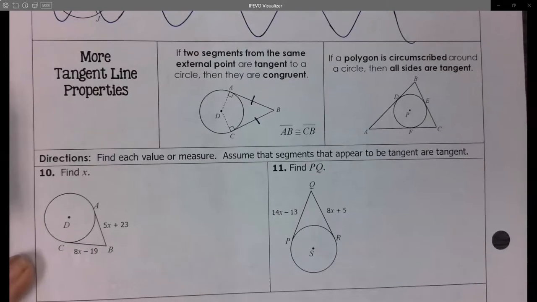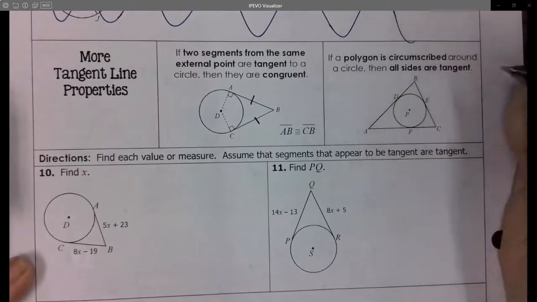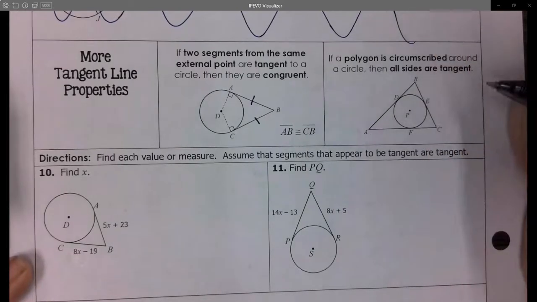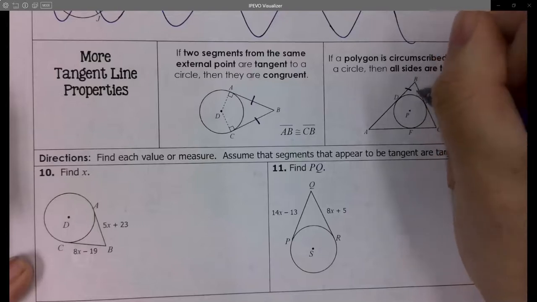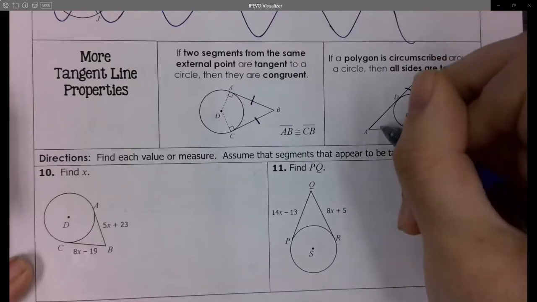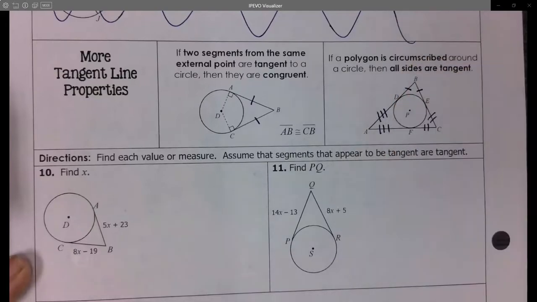If I have it with a triangle, and the circle is inscribed in the triangle, all the sides are tangent. So that means that these two are going to be congruent, these two are going to be congruent, and these two are congruent.